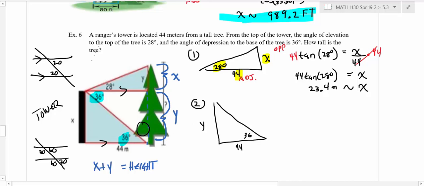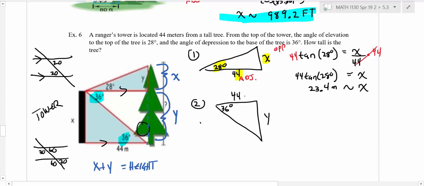Now that I'm thinking about it, it doesn't really matter, but I probably could have looked at it more like this. That's a 36-degree angle, that's Y, and then that's 44. So it looks like this is the same situation. Again, focus on your angle of 36, and those are the two sides you're working with. It looks like you're working with opposite over adjacent, so it would be tangent again.